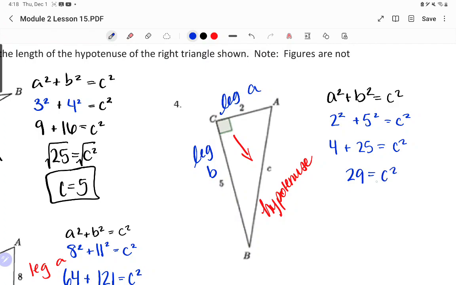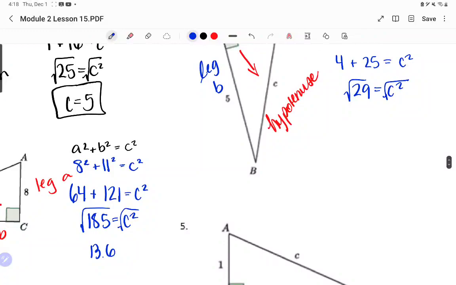And now we just have to take the square root of both sides. And once again, this isn't a perfect square, so we'll have to use our calculator. And we know that the square root of 29 is 5.4.